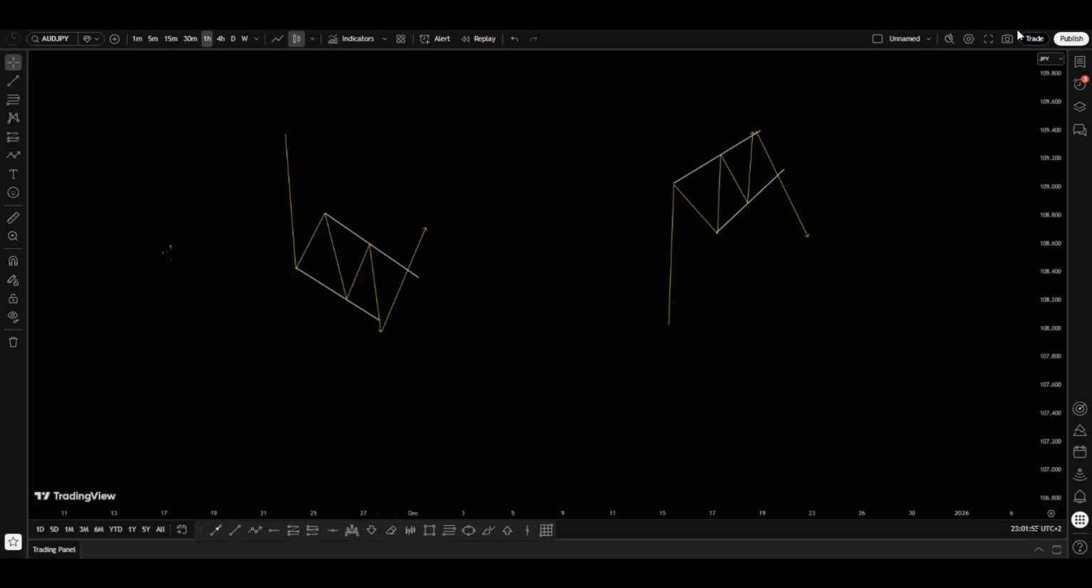Okay, so yes, it's easy, guys. It's easy. Once you see it, you cannot unsee it. Okay, it just needs a little bit of practice. That's all. So let me try to find another bearish reversal so we can move on to the bullish reversals.